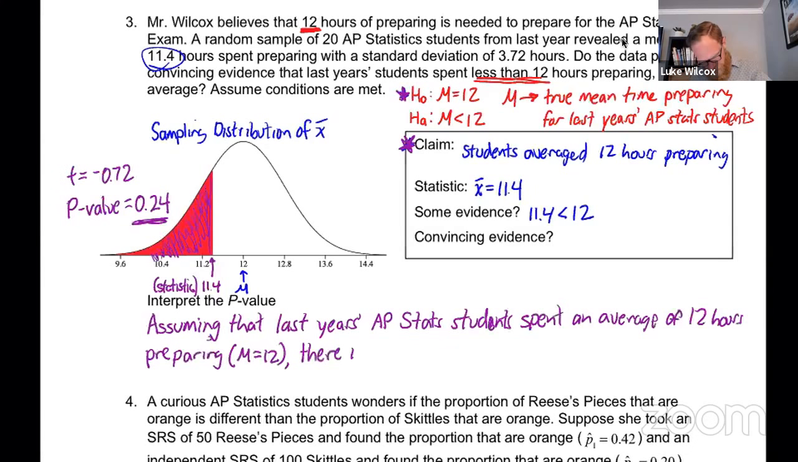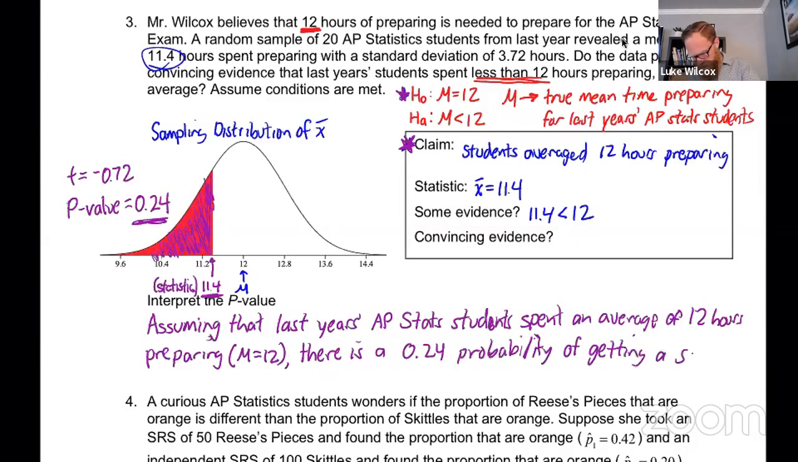There is a 0.24 probability. And now let's look at our picture. Look at the shaded region that we have there, which we know is our statistic of 11.4 or lower. So let's put that into words. There is a 0.24 probability of getting a sample mean of X bar equals 11.4 hours or less, right? Because we're going to the left here. That's important. Purely by chance.